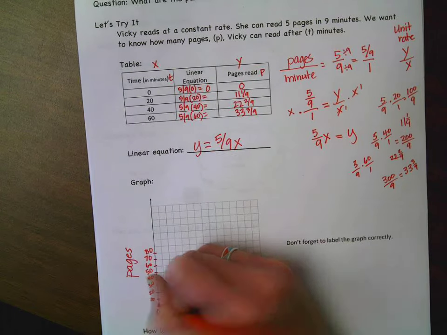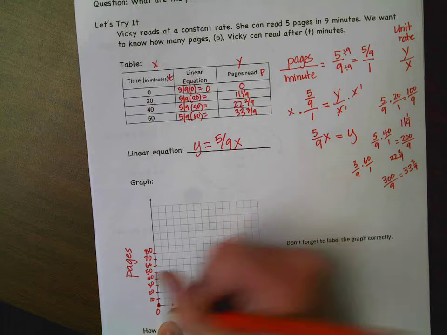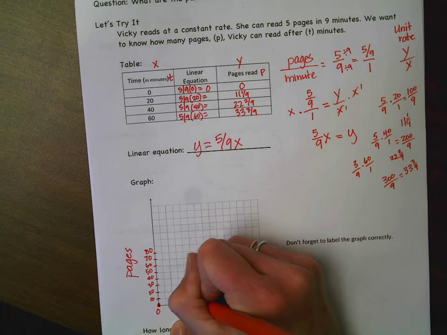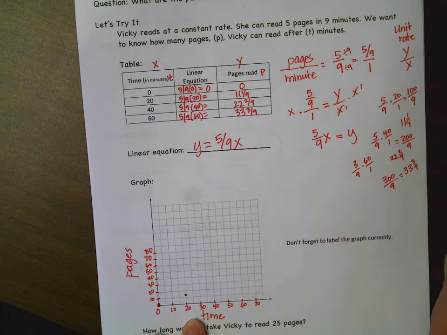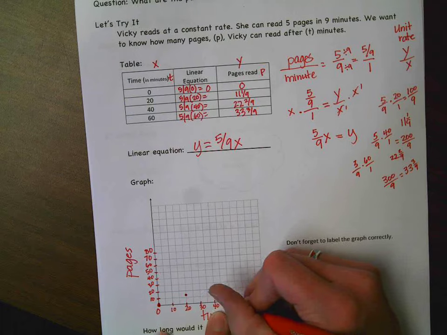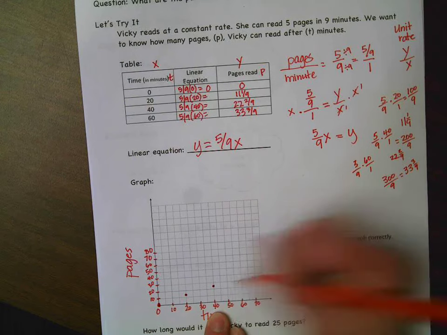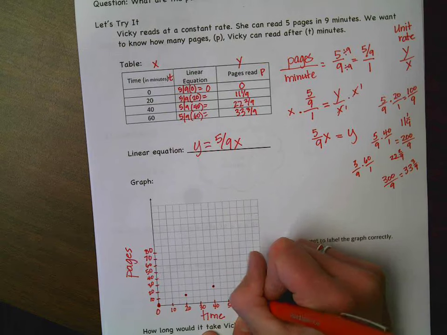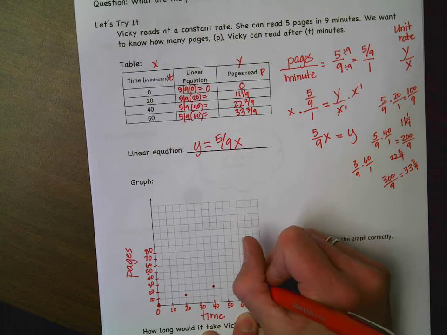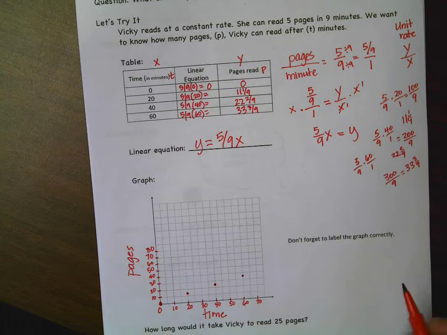So our first point is 0, 0. Boom, done. Our next one is 20 and 11 and a half. So we'd go up here, 10, 11 is there. Then you'd go to 40, and it was 22. So you're going to go up to 22-ish, about there. And then to 60, it was 30. So you go up to, here's 30 and a little bit more.